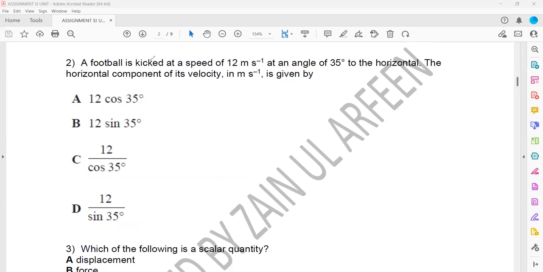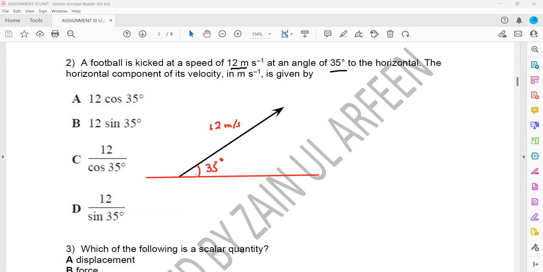In question 2, a football is kicked at a speed of 12 meters per second at an angle of 35 to the horizontal. The horizontal component of the velocity. So there's a football which is kicked at a speed of 12 meters per second, and it was making angle 35 with the horizontal. So this angle is 35 degrees. We want the horizontal component.